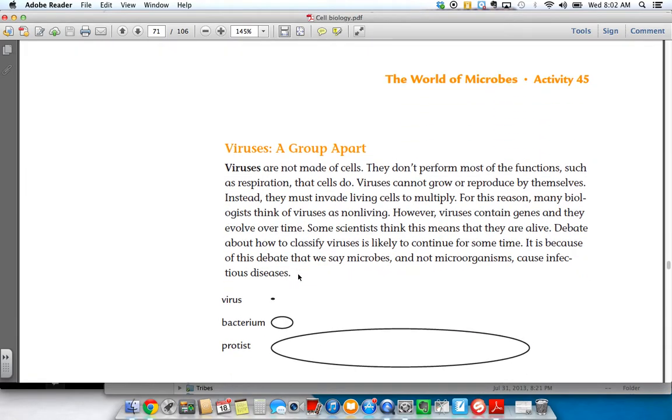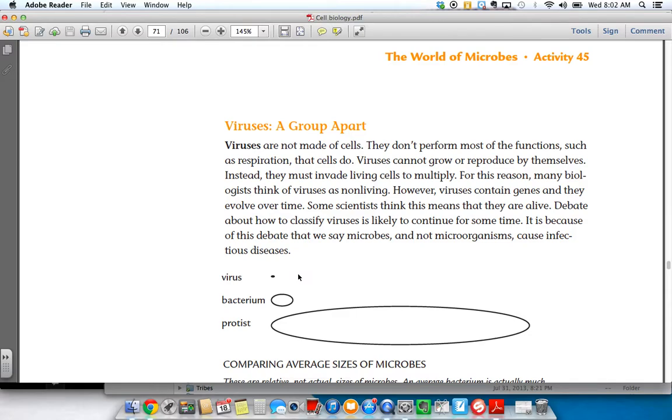Here is the next group that is talked about in the world of microbes, viruses. They are a group apart for many reasons, but viruses are not made of cells. They don't perform most of the functions, such as respiration, that cells do. Viruses cannot grow or reproduce by themselves. Instead, they must invade living cells to multiply. For this reason, many biologists think of viruses as non-living.